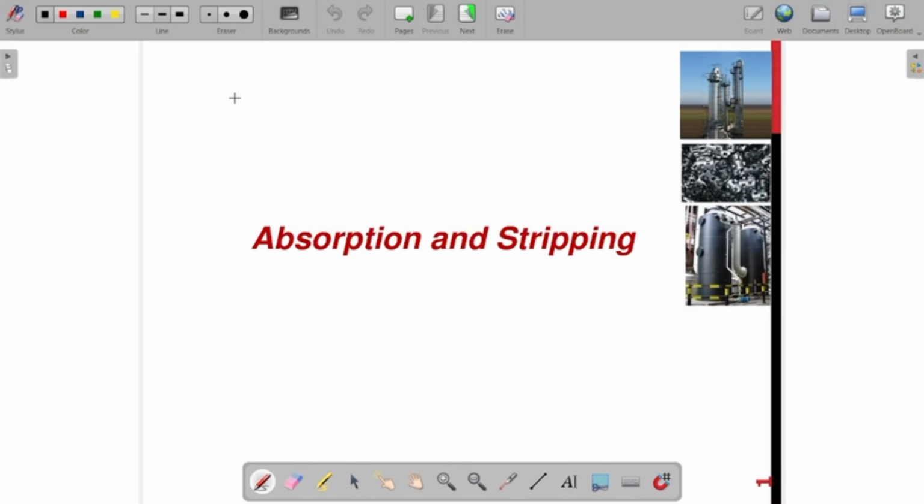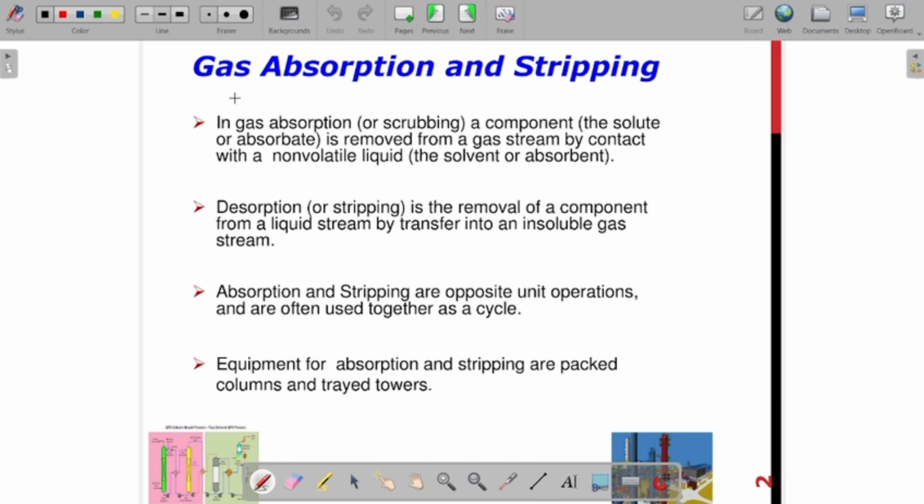So now let's talk about absorption and stripping. Absorption is one of the common processes. It can also be called scrubbing. We are trying to remove a component from a gas, using a non-volatile liquid in contact with it, the absorbent or the solvent, to remove a component from a gas mixture. The opposite is desorption, which is stripping. That one removes a component from a liquid by using a hot, insoluble gas stream. So they are opposite unit operations.